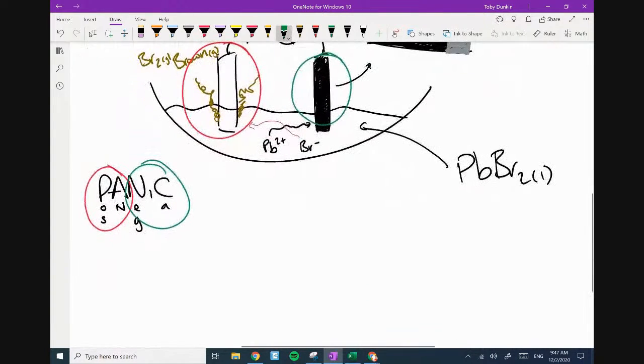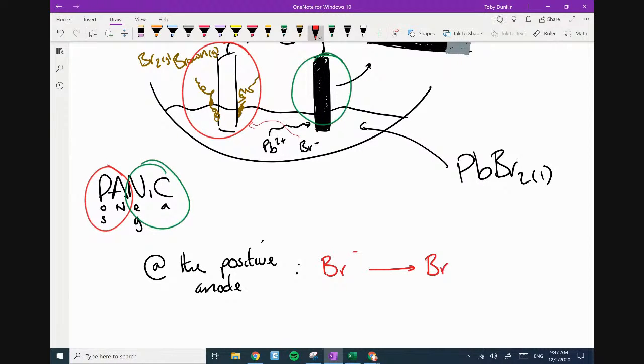So what's happened at each electrode is this. First of all, let's do it in red. So at the positive anode, what we saw was Br minus, I'll make it thicker, Mr. Duncan. The Br minus ion is attracted to it because it's positive. Opposite charges attract. And now what's going to happen is it's going to become bromine gas.